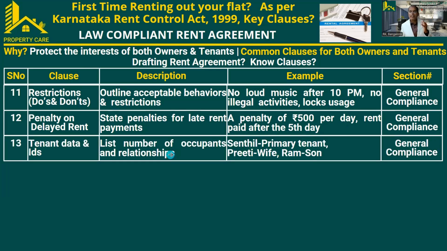And tenant data and IDs. Collect all the IDs and tenant data of whoever is occupying the property. For example, a family where some XYZ person is the primary tenant, with his wife and son. There are 3 people going to stay. So this is what we should capture as per the data given by the tenant, so that we are giving authorized stay to these people. Of course, parents' visits and relatives' visits are okay. Occasional visitors coming and going is fine, but permanent residents should be captured in the agreement.